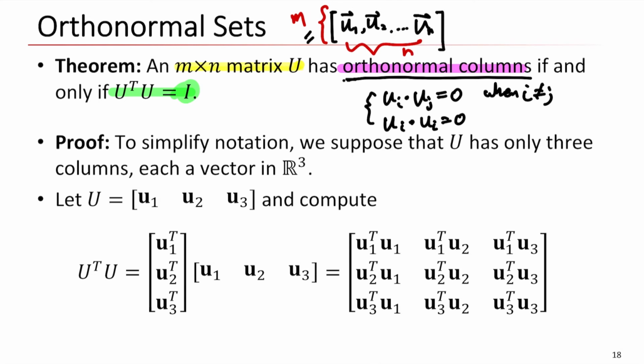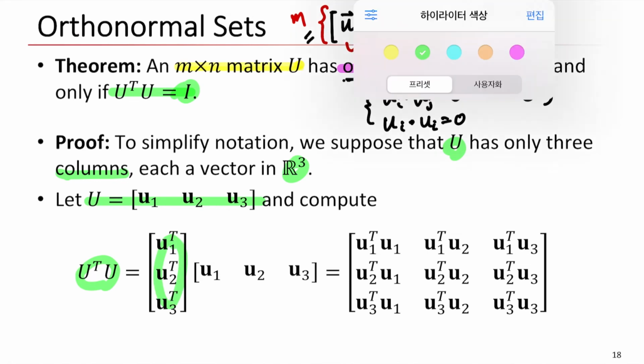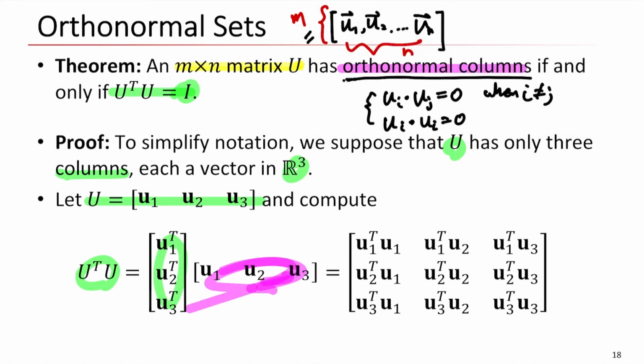To simplify the notation, we suppose that U has only 3 columns, in case each vector is in R3 space. So let me say that the matrix U is equal to vector U1, vector U2, and vector U3. Then let's compute U transpose times U. So what is the U transpose here, and what is the U here? Let's compute the matrix multiplication between this one and this one.